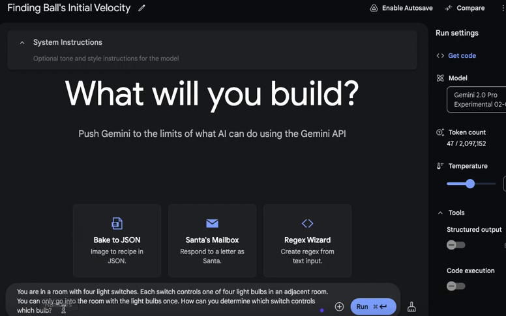Let's start with classic questions which are tricked a bit. Since all these four models are reasoning models, I'm going to focus on mathematics, physics, and coding more today. So, you're in a room with four light switches. Each switch controls one of the four light bulbs in an adjacent room. You can go into the room with the light bulbs only once. How can you determine which switch controls which bulb?